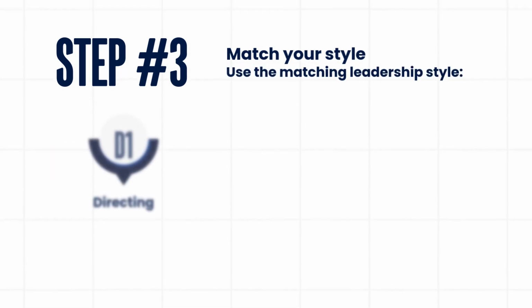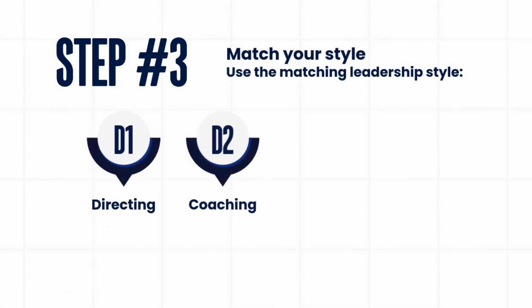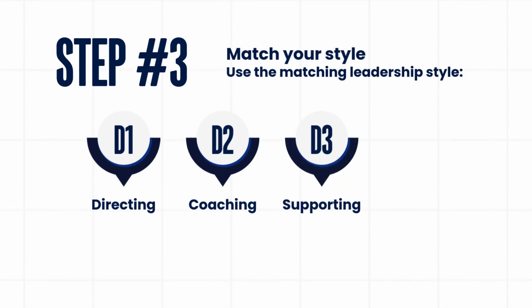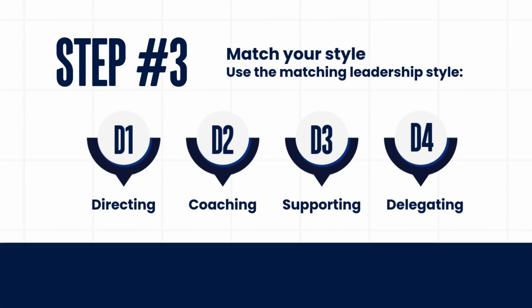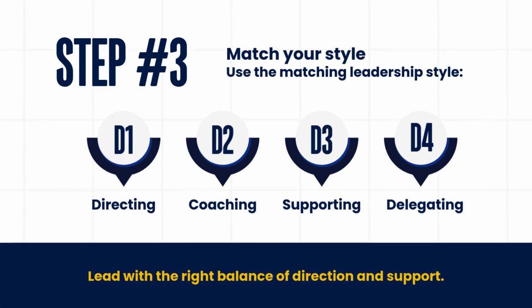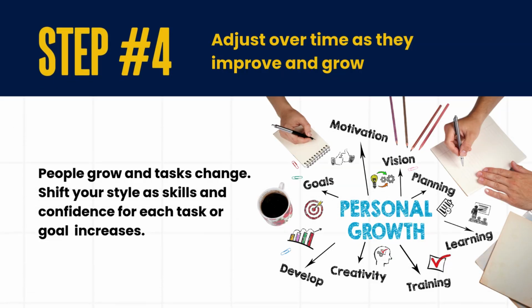So do we need to direct them? Do we need to coach them? Do we need to support them? Or do we delegate the task completely to them? It's important that we always lead with the right balance of direction and support, depending on where the individual is on the quadrant. And finally, step number 4, you can't work with the individual in one style all the time.